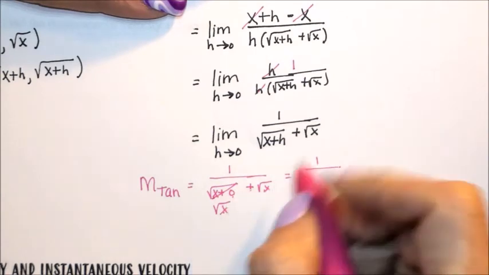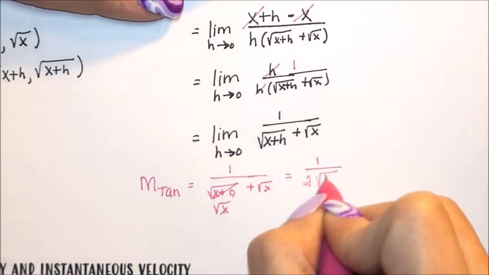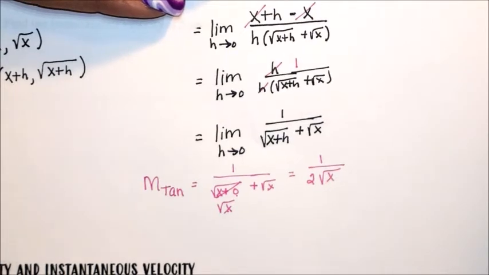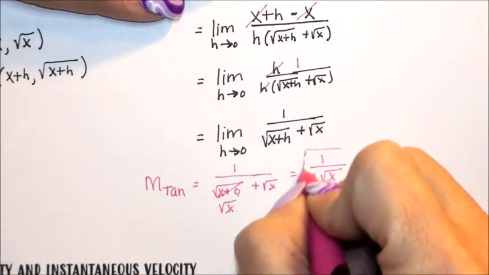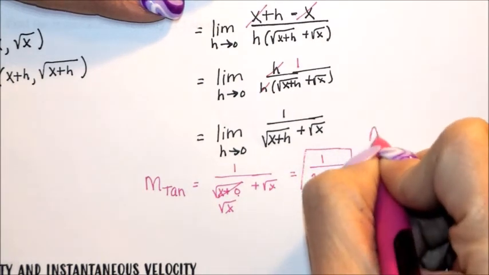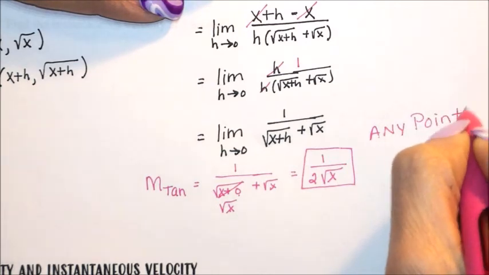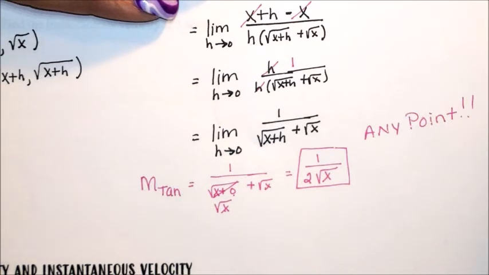Do you remember how to add those? They work just like variables. So there's 2 of them, and you keep the name there, which is the square root of x. Oh my gosh! The slope of any tangent line on this curve is 1 over 2 square roots of x. What? That is for any point. So I'm going to put a box around that, and I'm going to say mind blown for any point. That is how you find the slope of the tangent line.